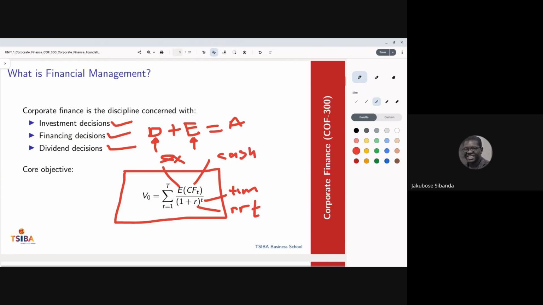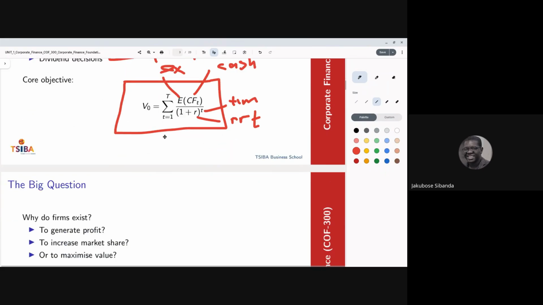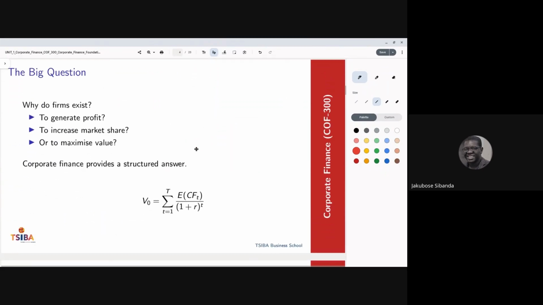So the value of a company is given by V naught today. The value of a company today would be equal to the discount of all the expected cash flows. Right. So let's then move on to another concept.